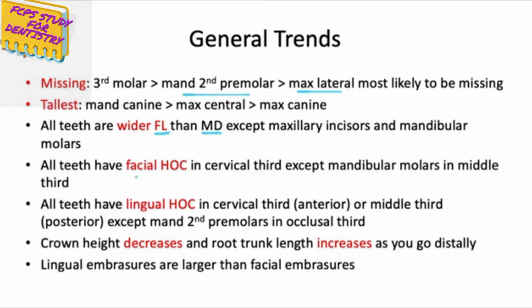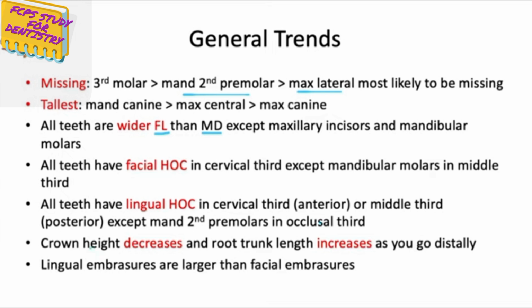All teeth have a facial height of contour in the cervical third, except mandibular molars, which have their height of contour in the middle third. All teeth have their lingual height of contour in the cervical third if it's an anterior tooth, or middle third if it's a posterior tooth, except for those pesky mandibular second premolars, which have their lingual height of contour in the occlusal third.